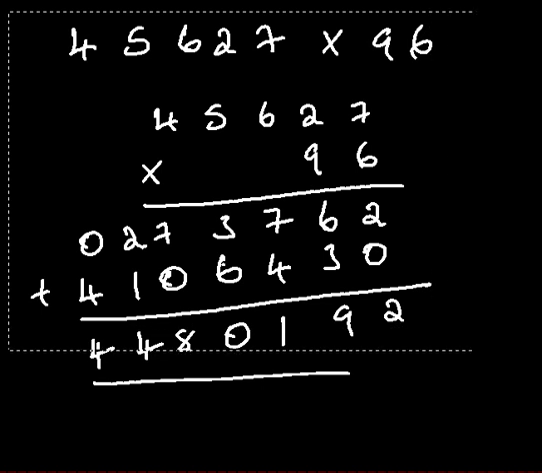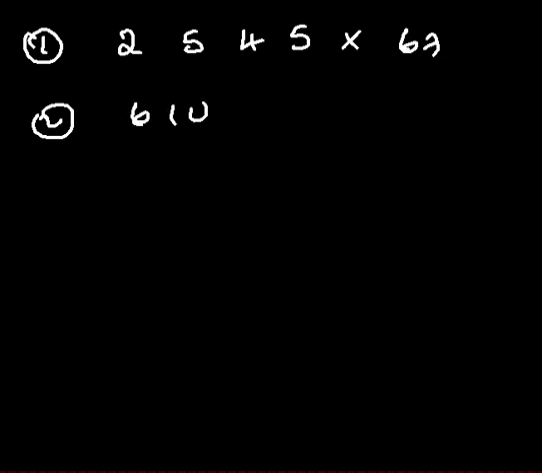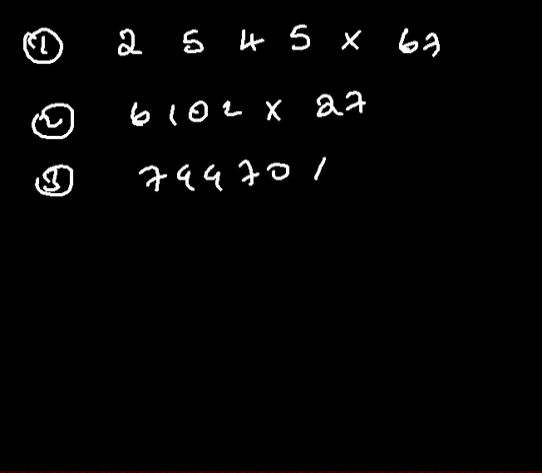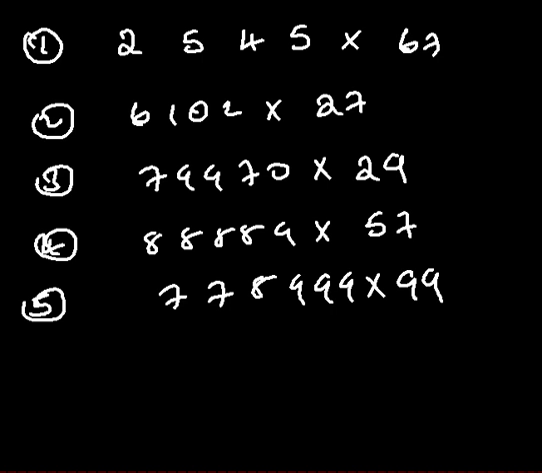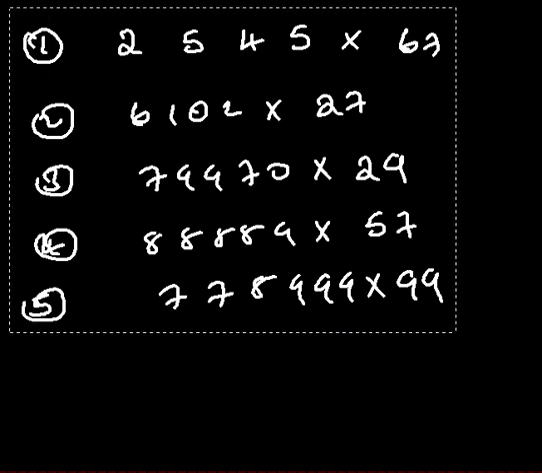So this is the solution. So try to have the multiplication of the following. Here's the exercise for you, and try to write it. Let's say if we have 2, 5, 4, 5 times 67. And also try this. Let's say we have 6, 1, 0, 2 times 27. And you should also try this. Let's say 7, 9, 9, 7, 0 times 29. And let's say we should also have this. Let's say 8, 8, 8, 8, 9 times 57. And we should also have something about this. Let's say if we have 7, 7, 8, 9, 9 times 99. So try to have the multiplication of those numbers.